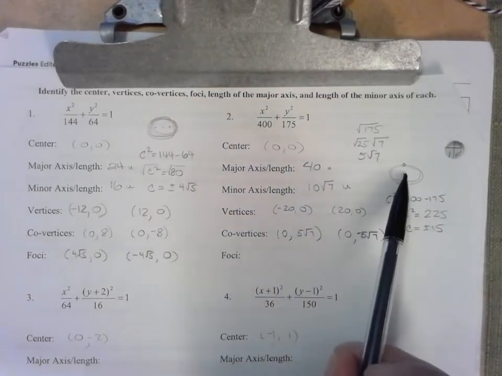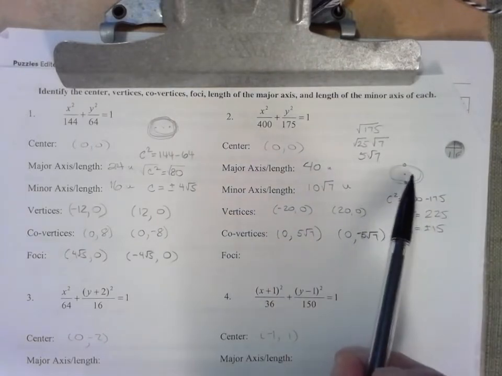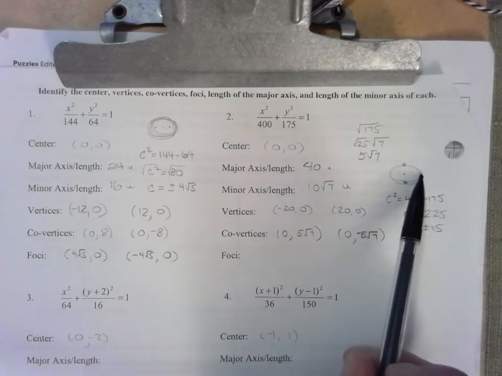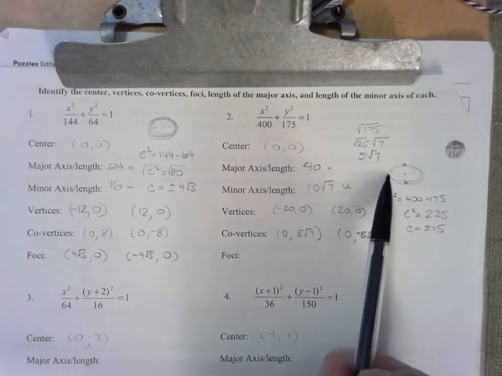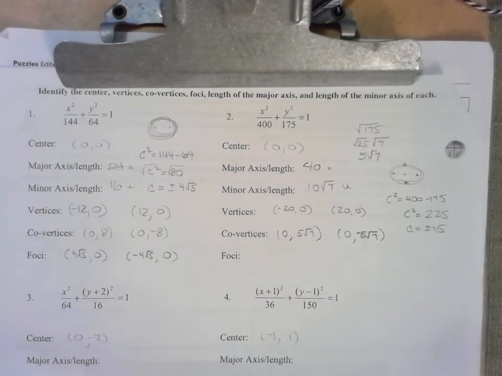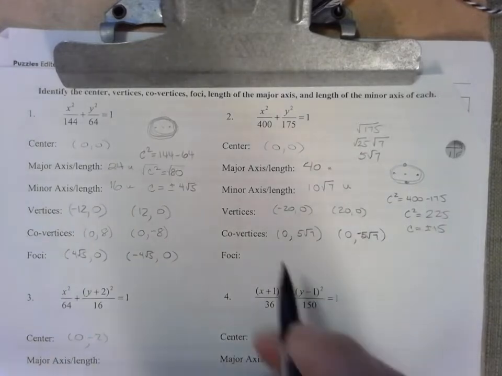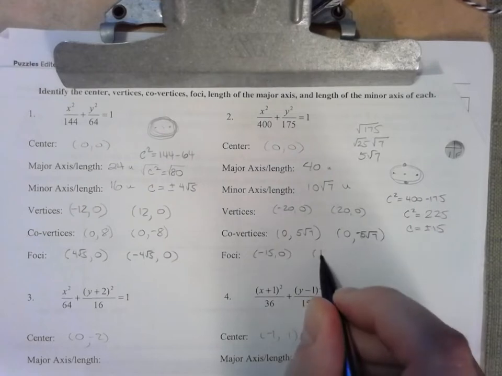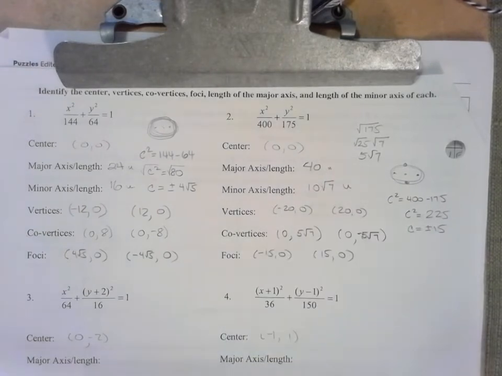We're going to go 15 to the right and 15 to the left. Now 20 to the right and 20 to the left would be the vertices. So the foci would be closer to the center than the vertices, because the foci are internal. So let's go 15 to the left and 15 to the right from your center.